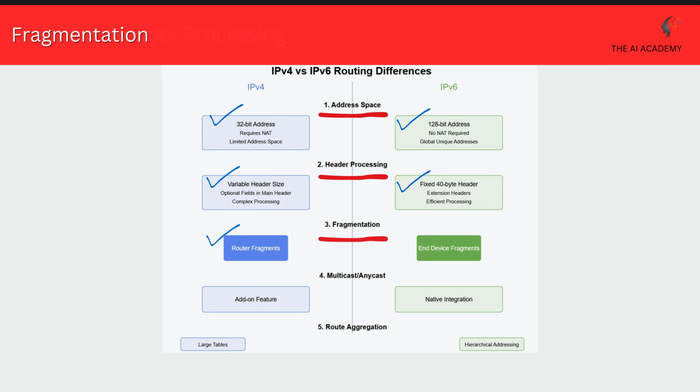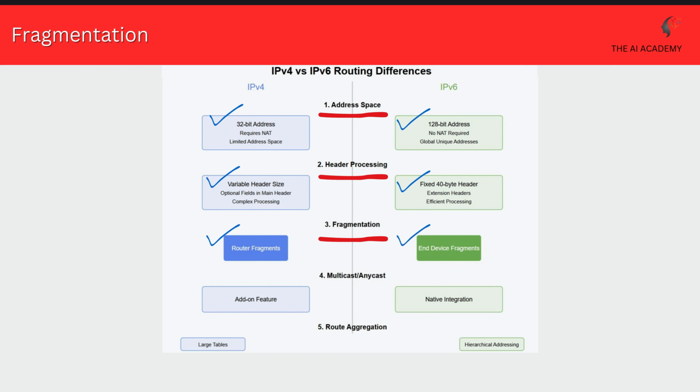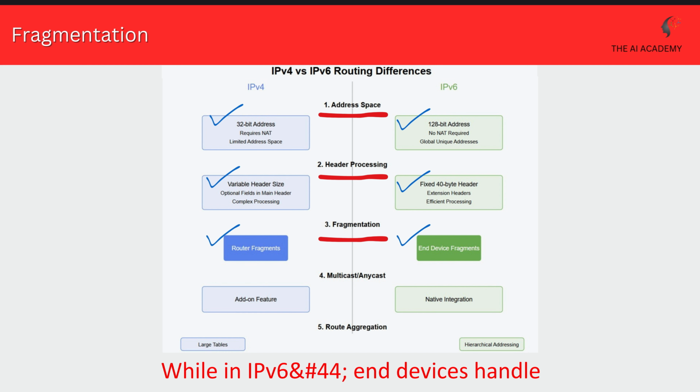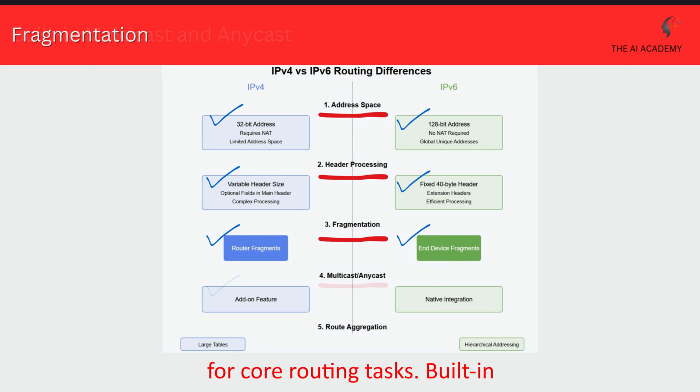networks. Fragmentation: in IPv4, routers are responsible for fragmenting packets that exceed the MTU, while in IPv6, end devices handle fragmentation, while routers only forward packets. The impact on routing is that it simplifies router responsibilities, freeing resources for core routing tasks.